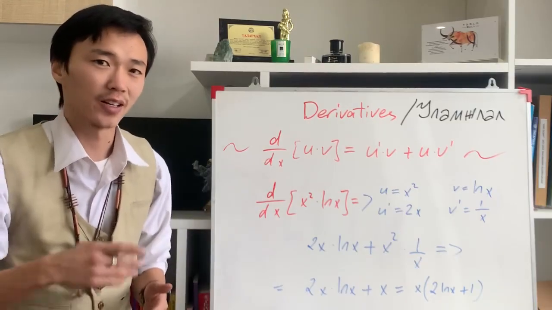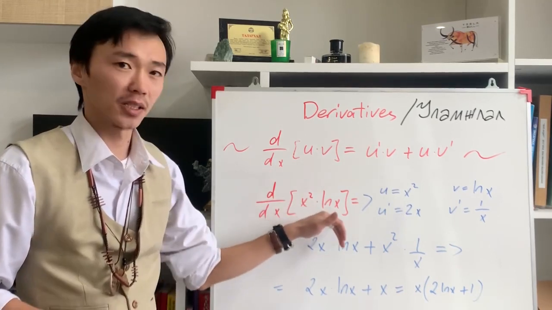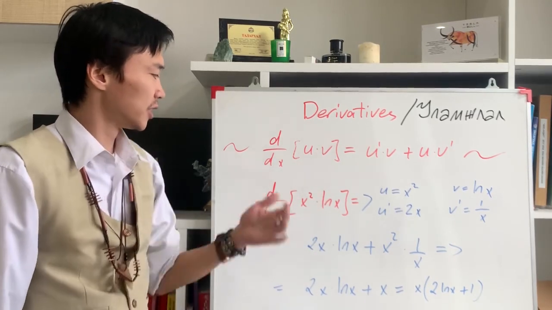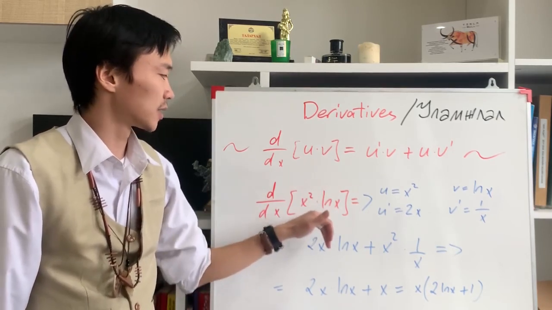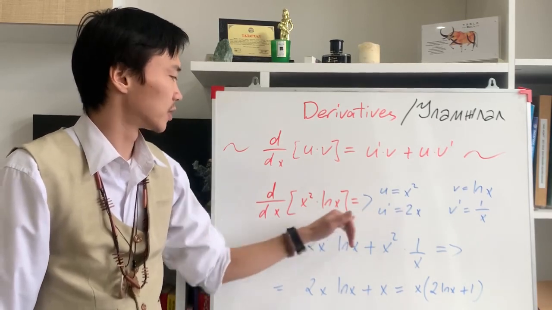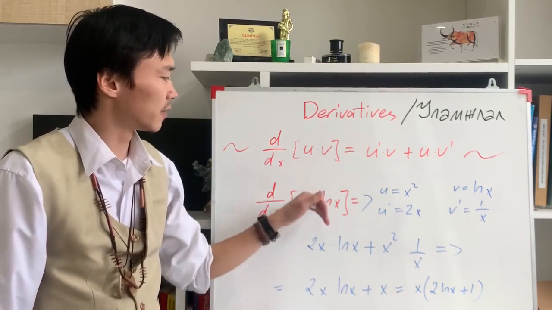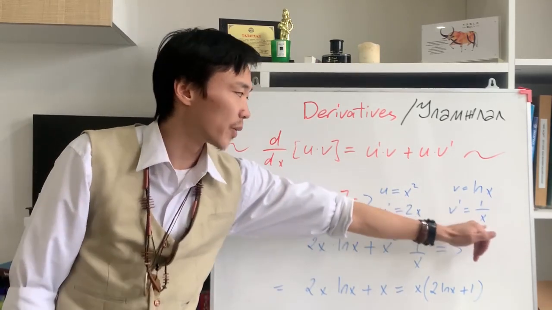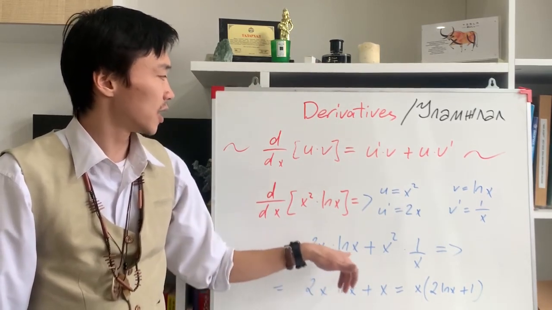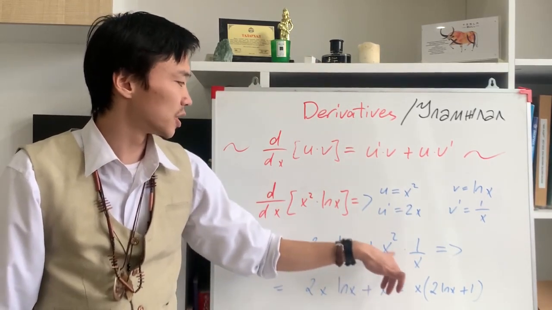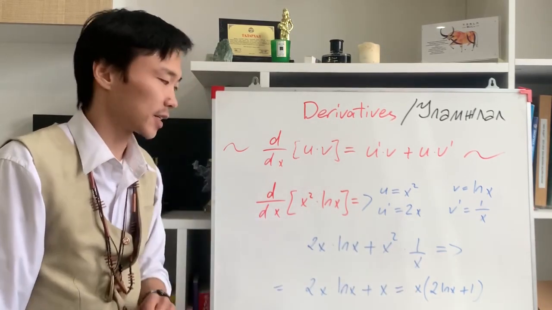Now, let's try another one. So what is the derivative of x squared times ln x? So in this case, our u is x squared, our v is ln x. So the u prime, the derivative of x squared is 2x. V prime, the derivative of ln x is 1 over x. So u prime is 2x, v is ln x, plus u is x squared, and v prime is 1 over x.